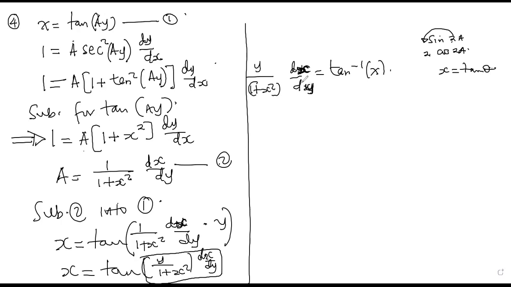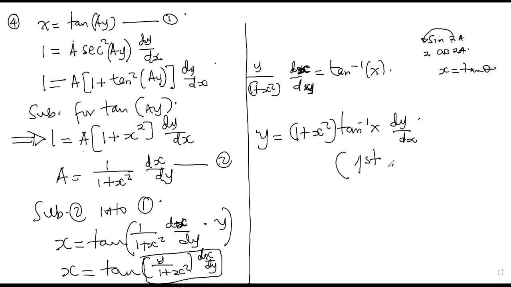Or if we make y the subject, it is going to be y is equal to, this one will come here, so it will be 1 plus x squared tan inverse of x, then dy dx now. So this is a first order differential equation. So you go through again, you're going to see it coming out very direct. I'm giving you an exercise.